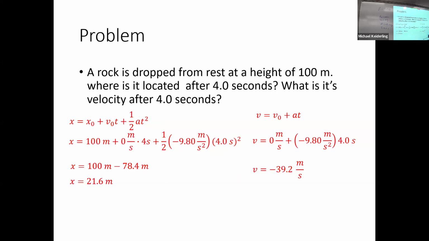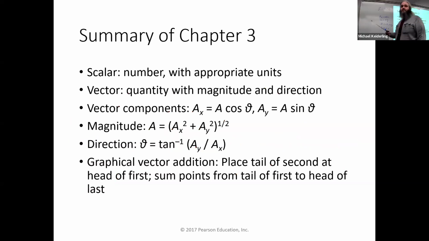And that was chapter 2. Chapter 3 is about scalars and vectors. So a scalar is a number with appropriate units, while a vector is a quantity with a magnitude and direction. A vector has components. The x component is a cosine theta. The y component is a sine theta.